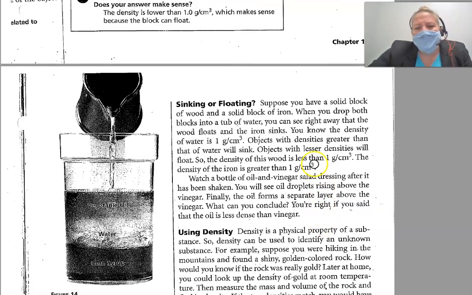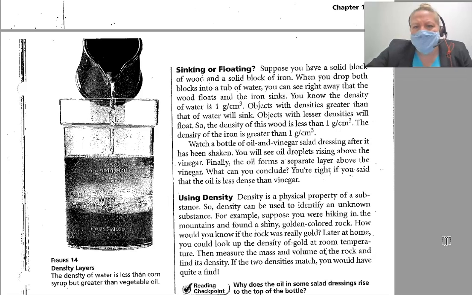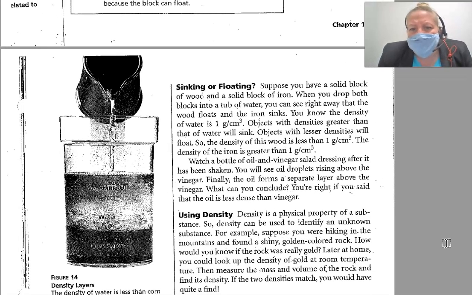Sinking or floating. Suppose you have a solid block of wood and a solid block of iron. When you drop both blocks in a tub of water, you can see right away that the wood floats and the iron sinks. You know the density of water is 1 gram per centimeter cubed. Objects with densities greater than that of water will sink. Objects with lesser densities will float. So the density of this wood is less than 1 gram per centimeter cubed. The density of the iron is greater than 1 gram per centimeter cubed.